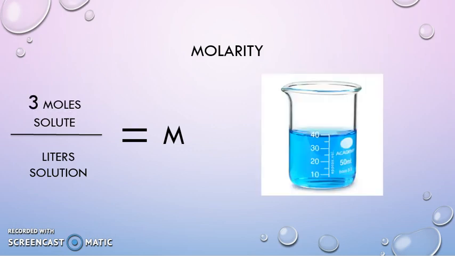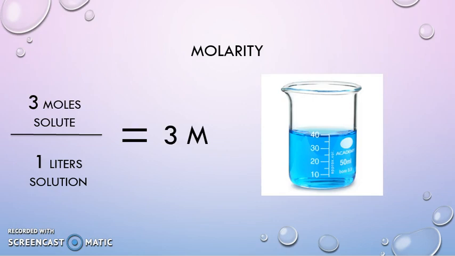So let's do an example problem. Say, for example, I'm making a solution and I use 3 moles of solute and I put that in 1 liter of solution. If I throw that in my calculator, I'd find that the answer is still 3. So my answer I would display as 3 M.